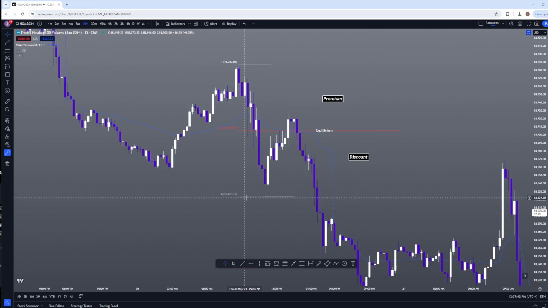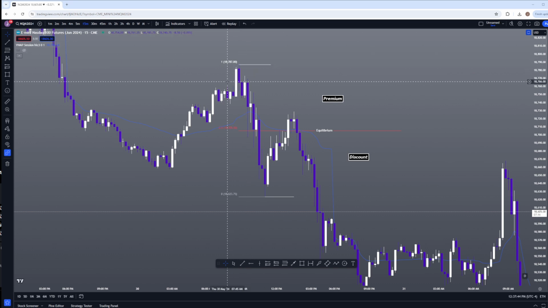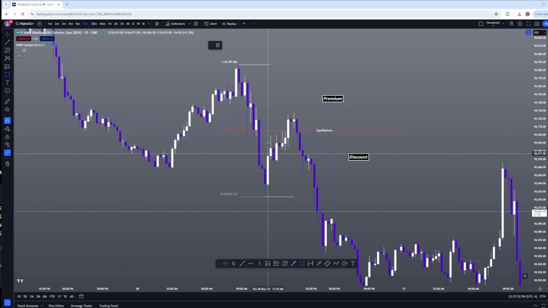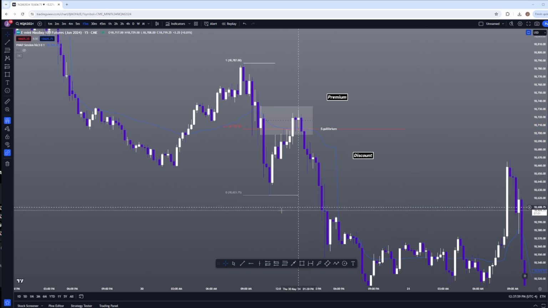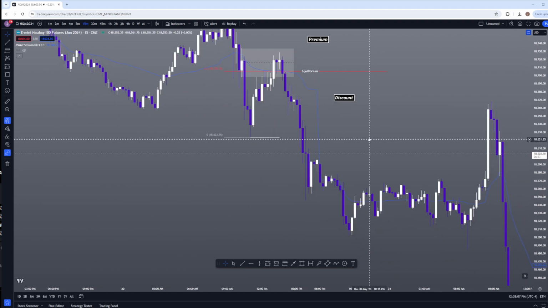So we use our Fibonacci from this low to this high. There's that 0.5 level. We see we retrace into a premium. So now what we're looking for in the premium is a PD array, right? So let's just say we're using this 15-minute order block as an example. Look at that 15-minute order block. We had a displacement candle. We retrace into it, and notice how we use that as resistance and head back down. Okay, so we head back down.